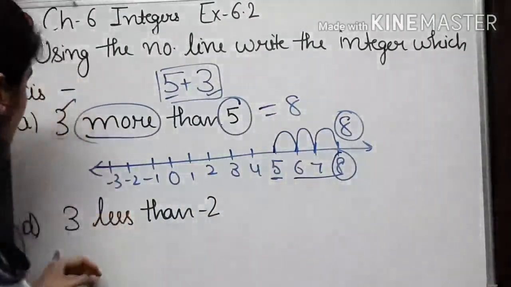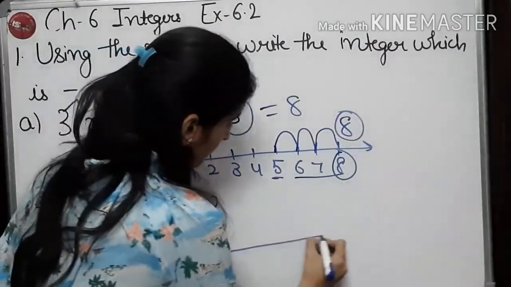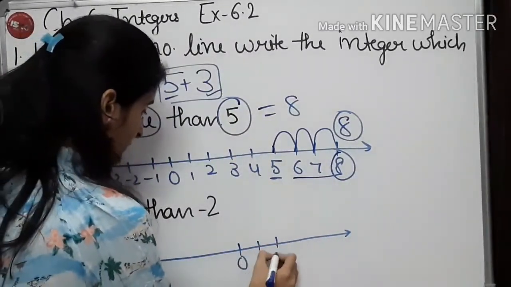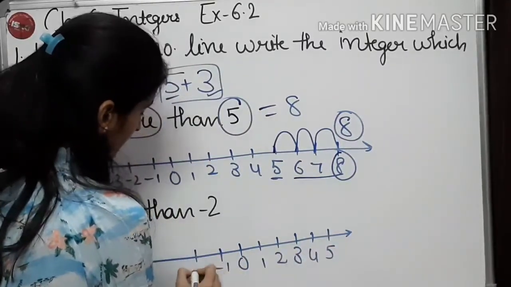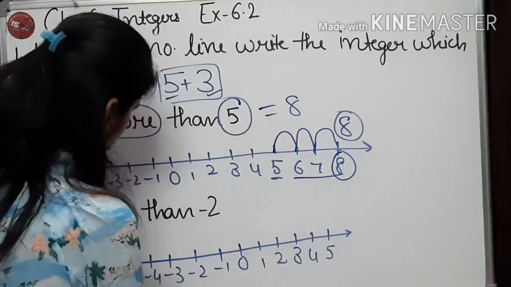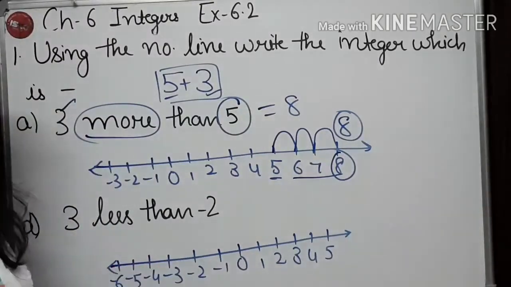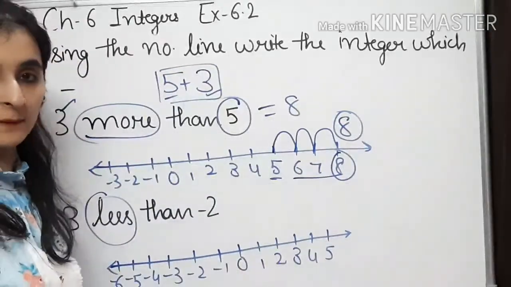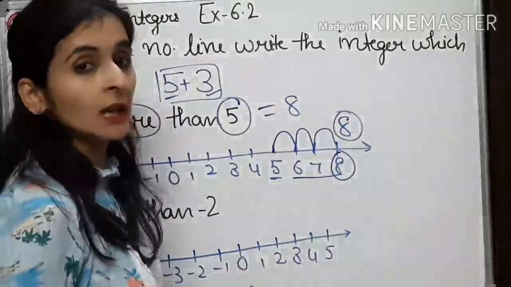Right? Next I have taken part D: 3 less than minus 2. Again we will draw a number line: 0, 1, 2, 3, 4, 5, minus 1, minus 2, minus 3, minus 4, minus 5 and minus 6. 3 less than minus 2. Whenever we have the words "less than", it means we have to subtract, and if we have to subtract on a number line then we will move to the left-hand side.